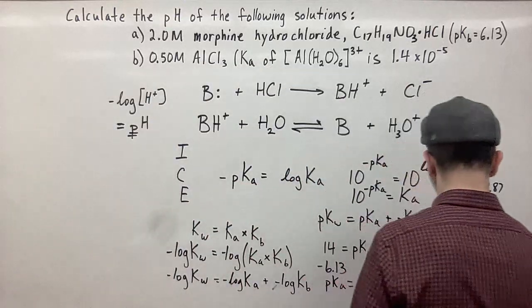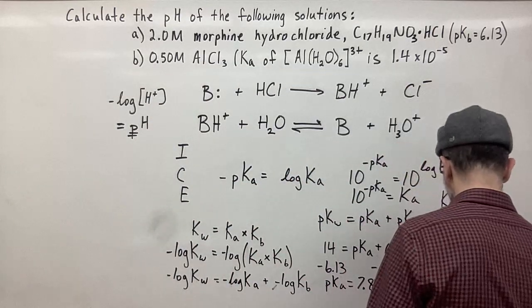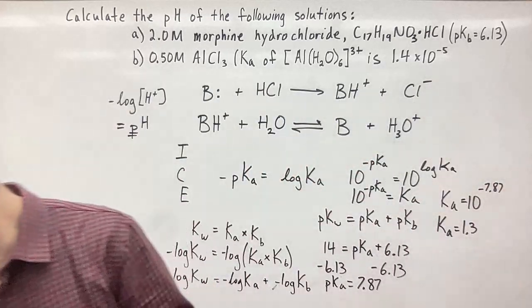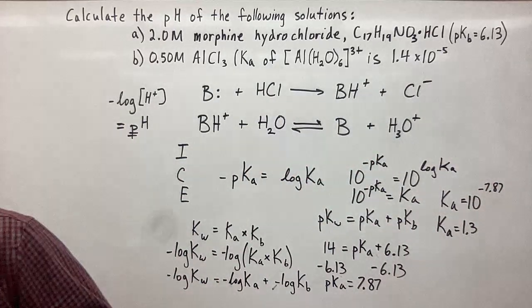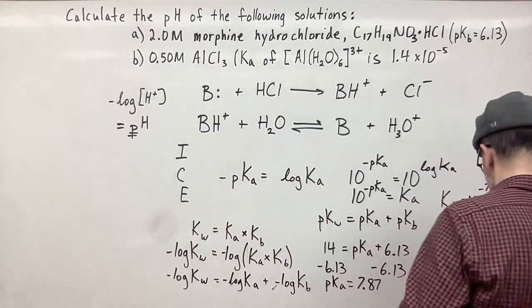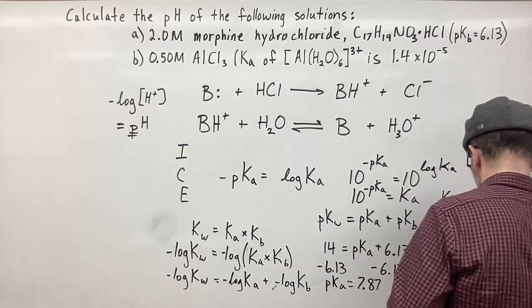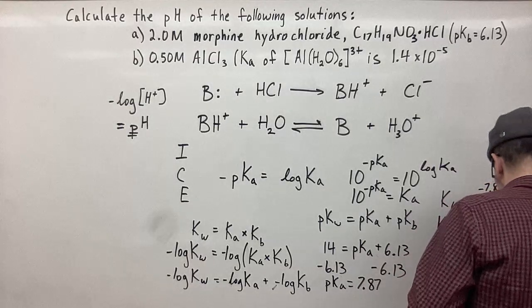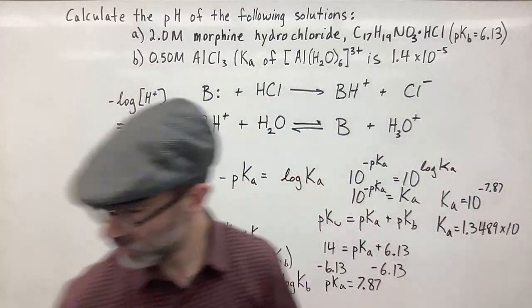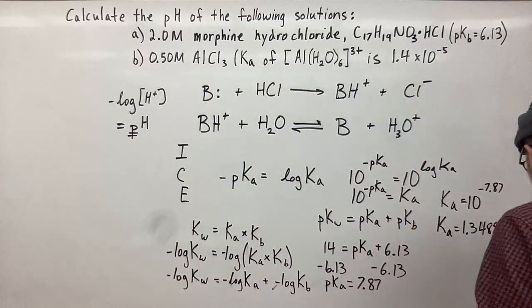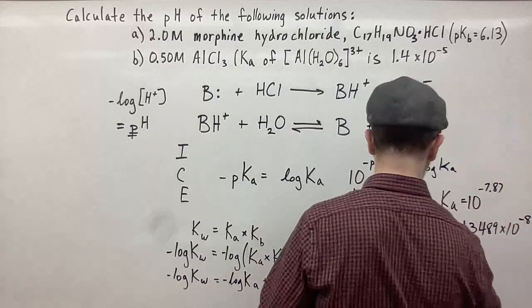1.3489. So Ka is equal to 1.3489 times 10 to the negative 8. So there's our Ka value.